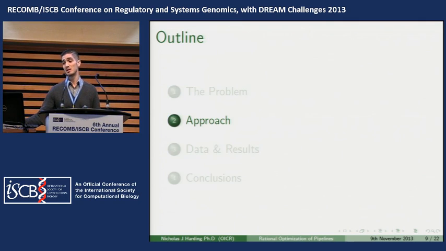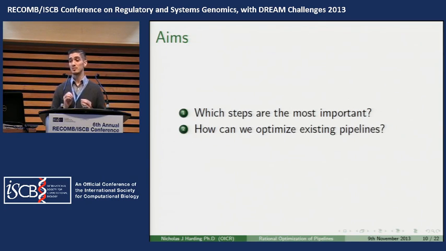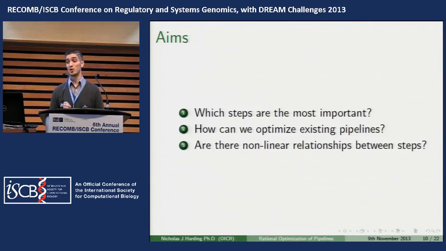So how would I like to address this problem? I'd like to answer these questions. The first thing I'd like to answer is which steps in a pipeline are the most important. By the most important, I mean if we alter that step, which step will have the most profound effect on our results. Secondly, I'd like to use that information to try and optimize the existing pipelines that we have. And thirdly, I'd like to look for nonlinear relationships between steps.